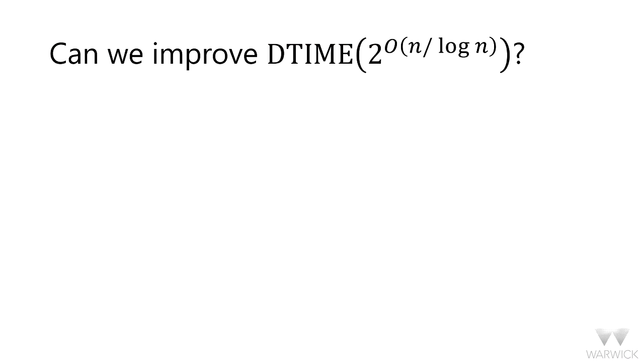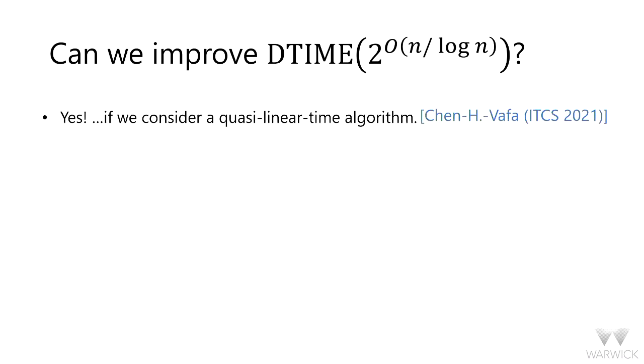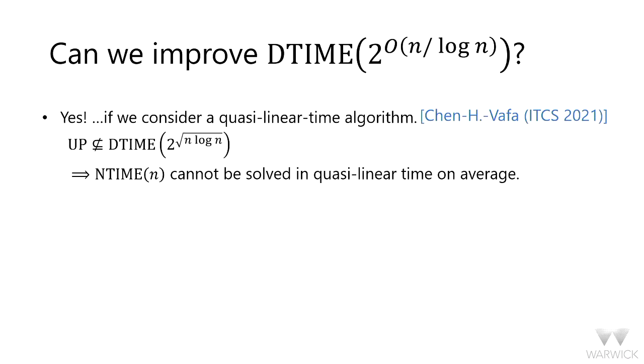And in the rest of my talk, I would like to explain a couple of remarks. So it's natural to ask whether we can improve the running time of the order n by log n further. If we consider a quasi-linear time adversary, we can actually improve it. Namely, if UP requires time 2 to the square root of n, we can show that non-deterministic linear time cannot be solved in quasi-linear time.